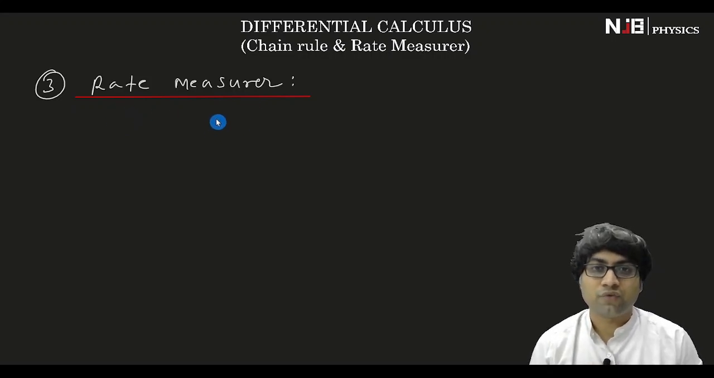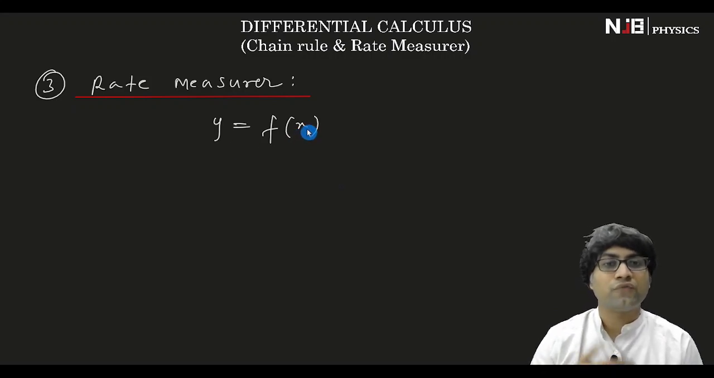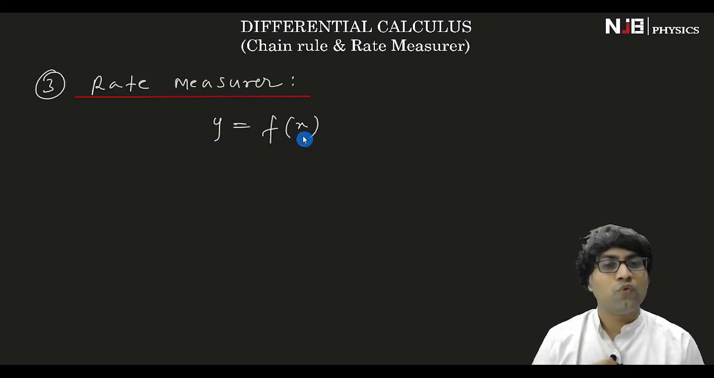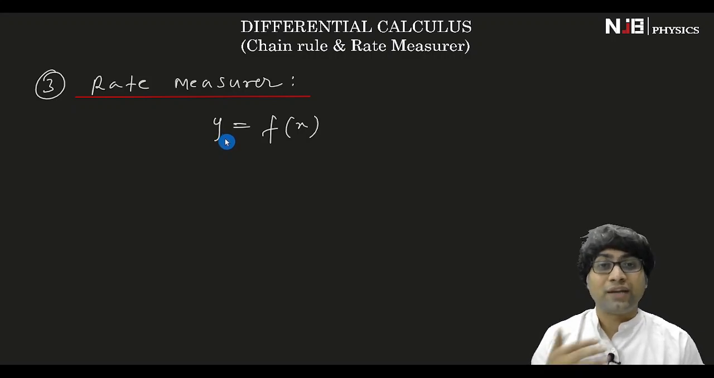So let's imagine that we have two physical quantities y and x, and they are related with each other as y equal to f of x. It is similar to the area of a circle being related with the radius of the circle. So if you change the radius, area is going to change. Definitely over here also, if you change the value of x, y is also going to change. So let's imagine that we know the rate at which x is changing with respect to time. Then how do we find out the rate at which y will change with respect to time? So rate measurer is basically measuring the rate of change of physical quantities with respect to time.